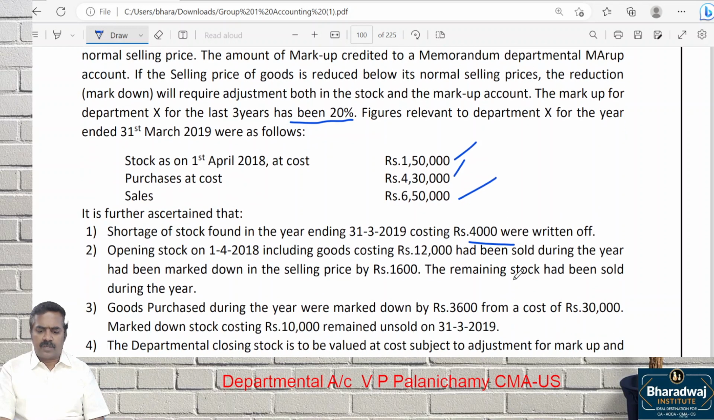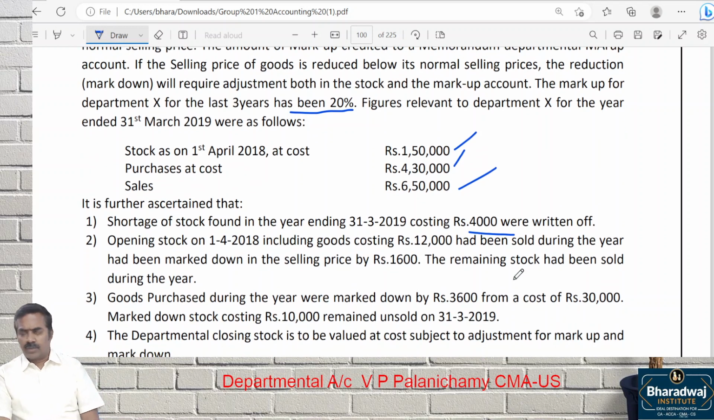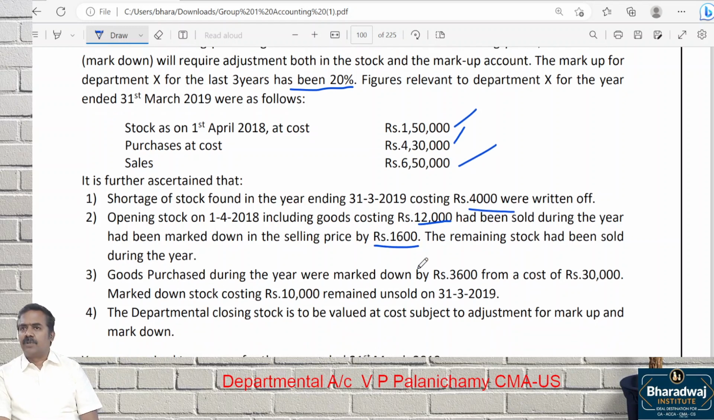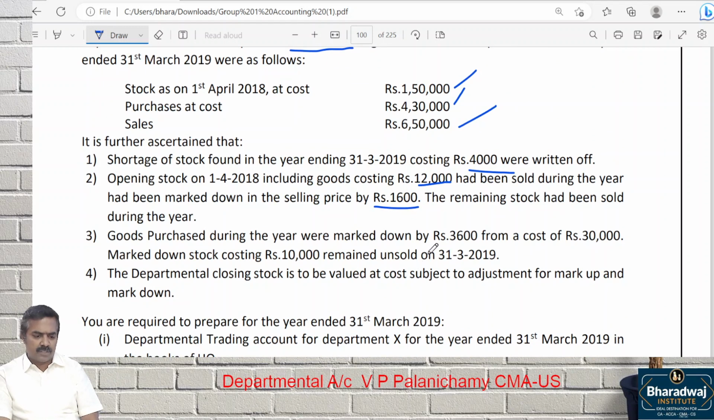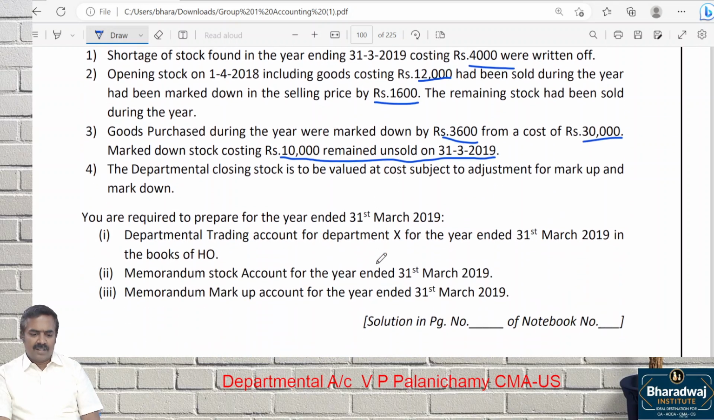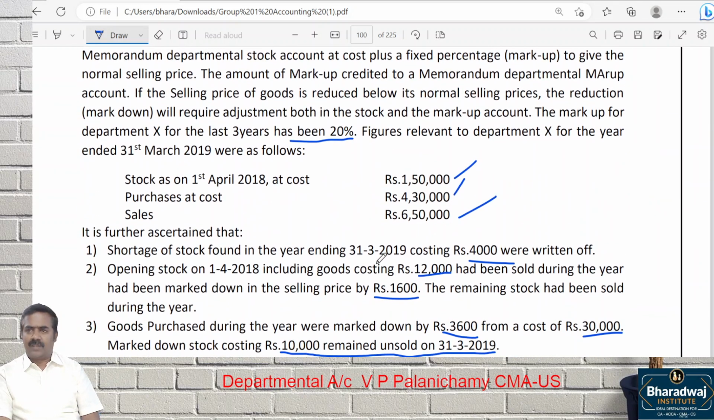Stock shortage was found. How much has been written up? 4,000. Like which one? Abnormal loss. Opening stock goods costing 12,000 has been sold during the year, but marked down how much? 1,600. Same information, only the amounts are different. Goods purchased for the year marked down by how much? 3,600 at a cost of how much? 30,000. Marked down cost stock costing 10,000 remained unsold. Nothing but 1/3. Same like the last question. Only numbers are different. You can do it. Finish it off in 5 minutes time.